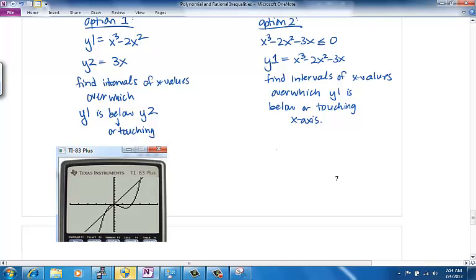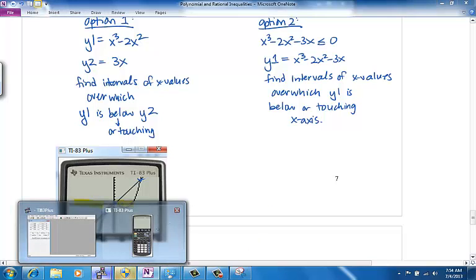So we want to figure out what are these 3 intersection points, and then we would want to figure out where is y1, which is the cubic or the degree 3 graph, below or touching y2. And it looks like we would want the intervals from that stretch and then this stretch. And on the other 2 intervals, the graph of y1 seems to be above the graph of y2. So let's find those intersection points. We would need to find 3 of them.